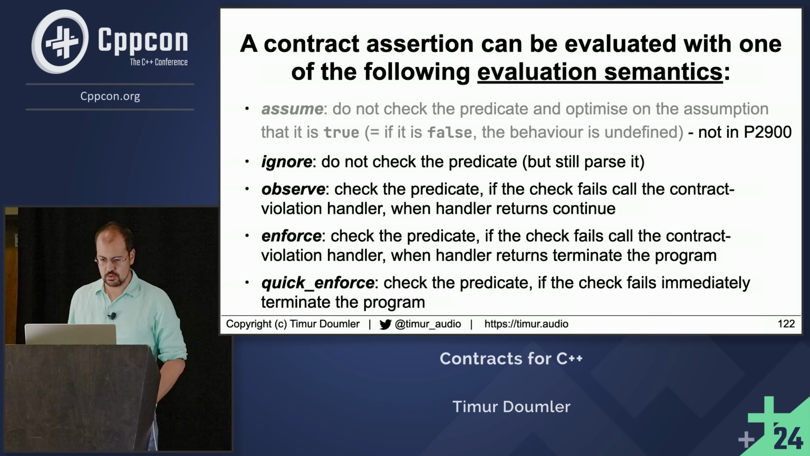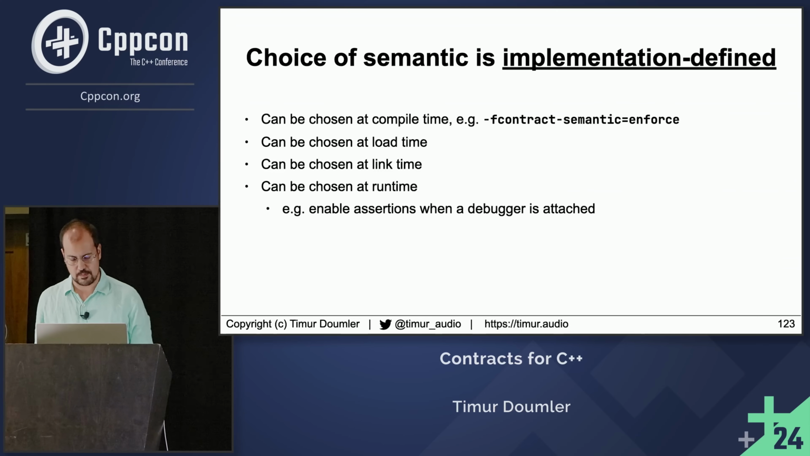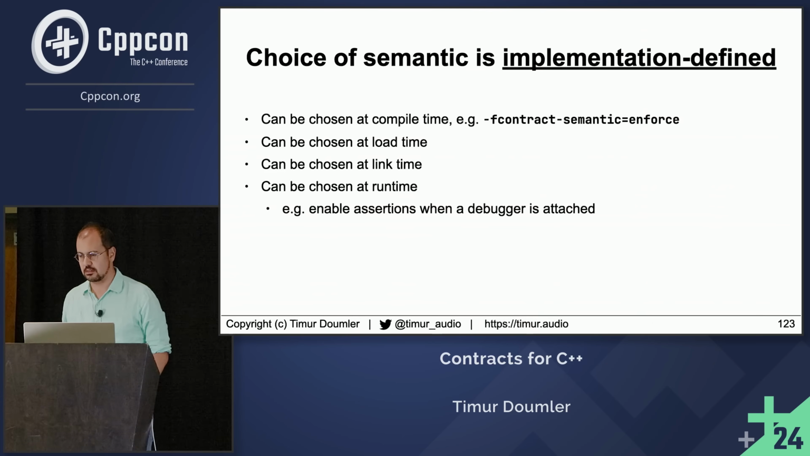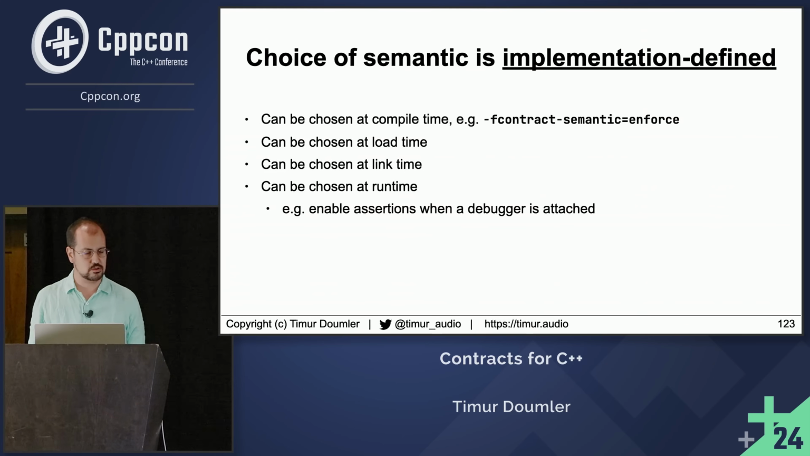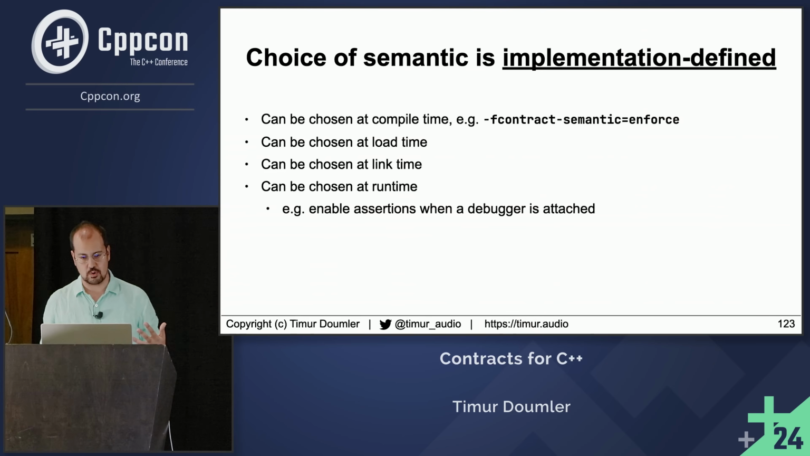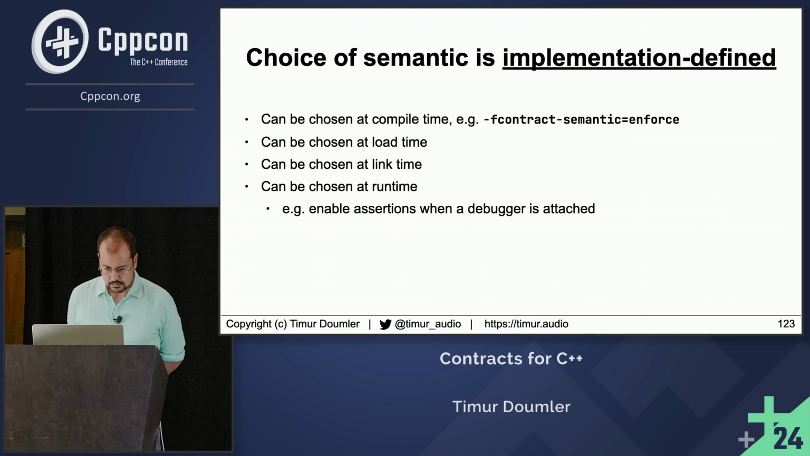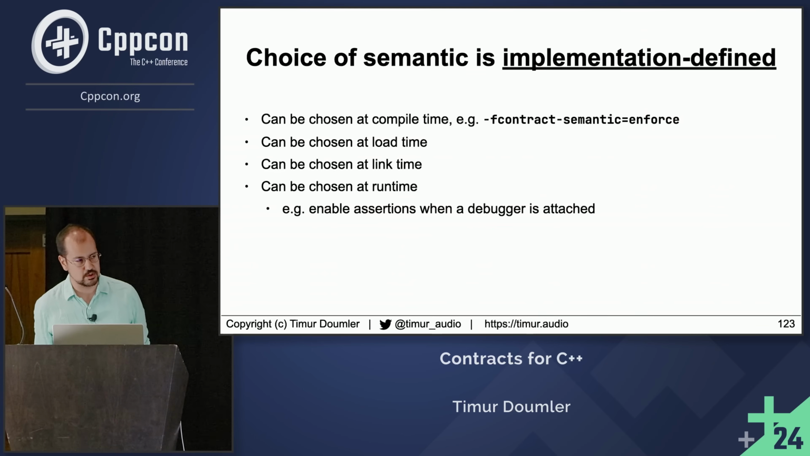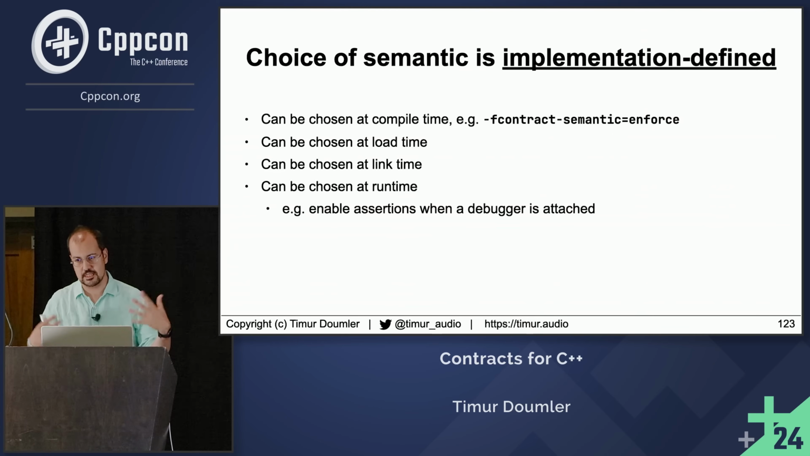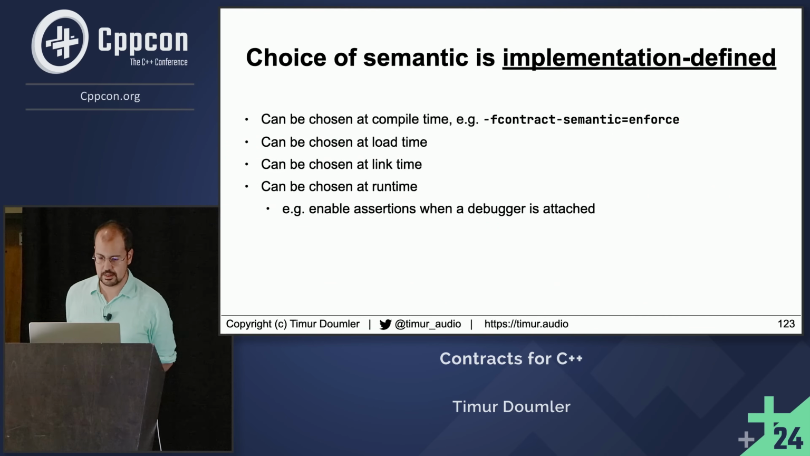So how do you choose this semantic? Well, the proposal doesn't really say. We leave that decision up to the compilers and the tools, but you want to make sure that we support every possible scenario that we're aware of. So the most common one probably will be to choose the semantic at compile time. So there's going to be some kind of compiler flag for that, which the proposal doesn't specify, but that's what we expect compilers to offer.